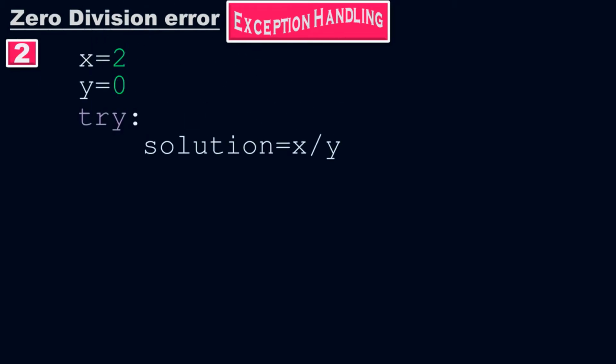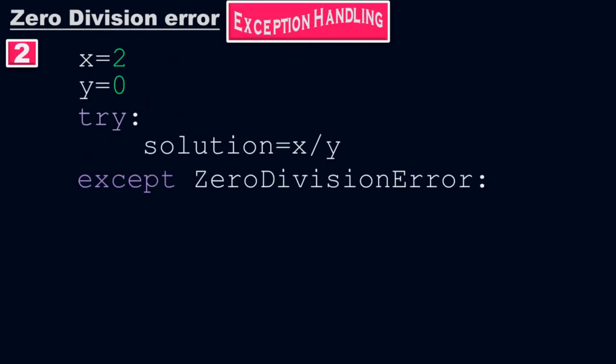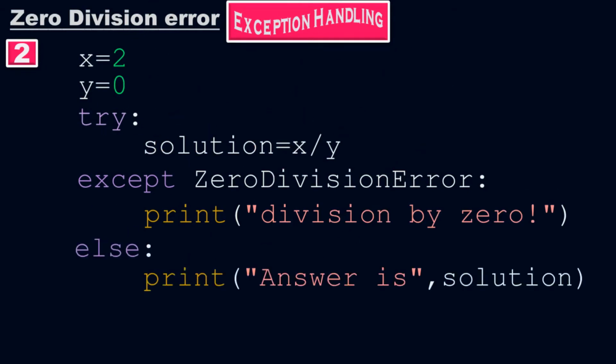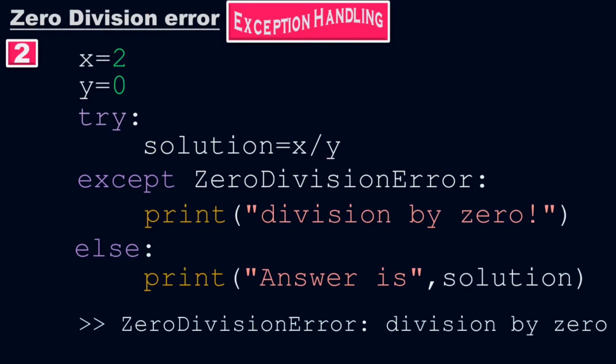Try: solution equals x over y. Except ZeroDivisionError: print of division by 0. Else: print of answer is, comma, solution. When you run it, you will get this output, zero division error, division by 0.